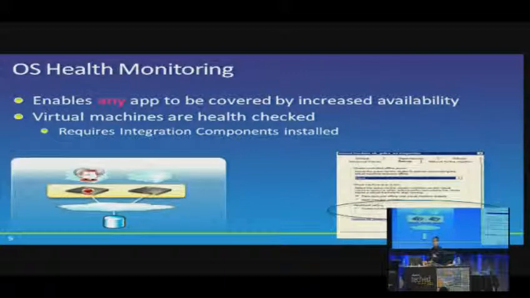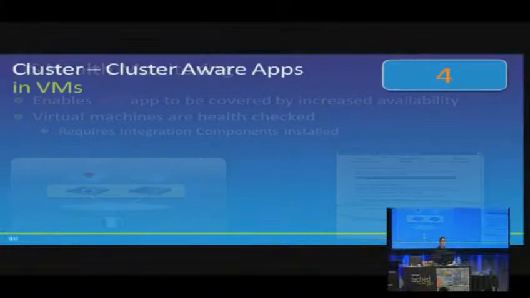OS health monitoring. This is where you can take an application that's not cluster aware, and I'll show you an example of that in a little bit, like VMM, our virtual machine manager product right now, and you can have it restarted on another system to gain that availability. If the system goes down, you can bring it back up. So cluster your non-cluster aware apps, get the availability by putting them inside a virtual machine.